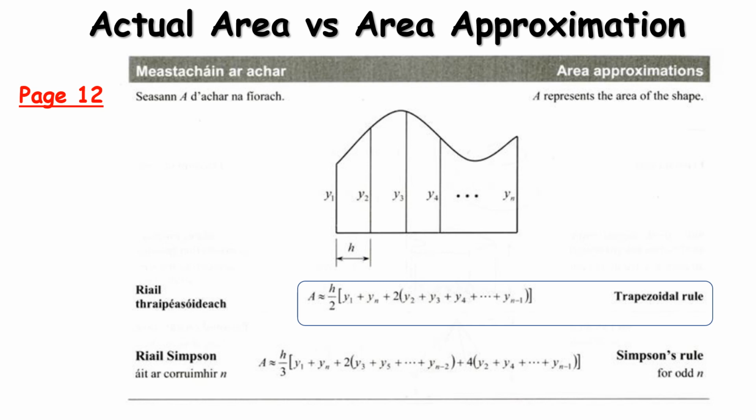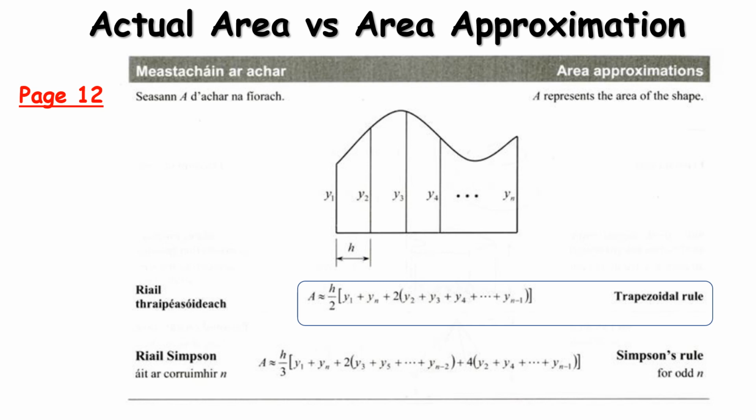The y value gives us the height at each point. The more of these we have, the more accurate our answer will be. Depending on the question, there will be different numbers of those y values, which is why the formula is y1, y2, y3, y4, ... yn. So yn will change depending on the question.